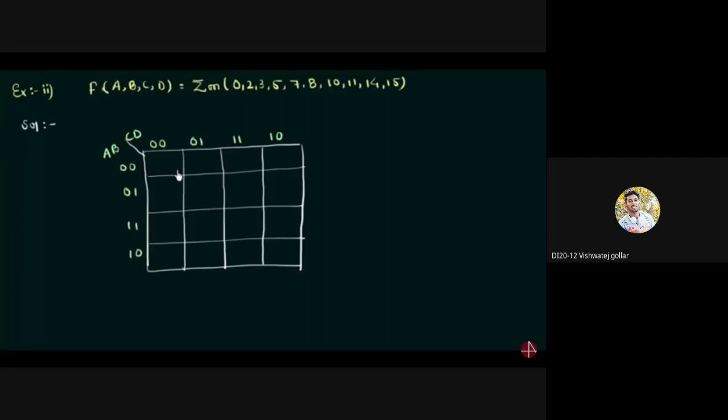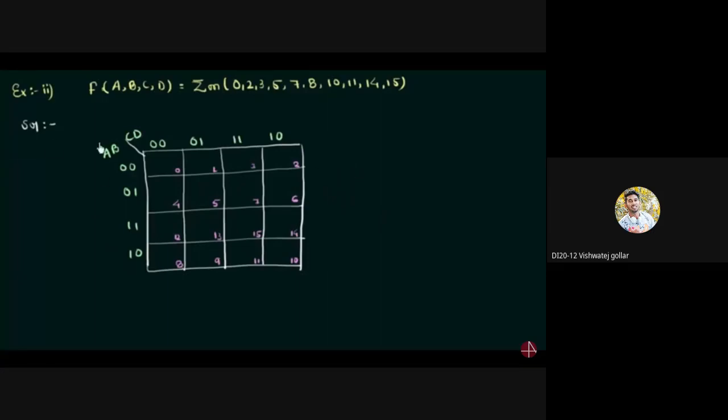This cell represents your M0, this one represents your M1. Similarly, I'm writing down the representation of the cells: 5, 6, 7, now 8, 9, 10, 11, 12, 13, 14 and 15.